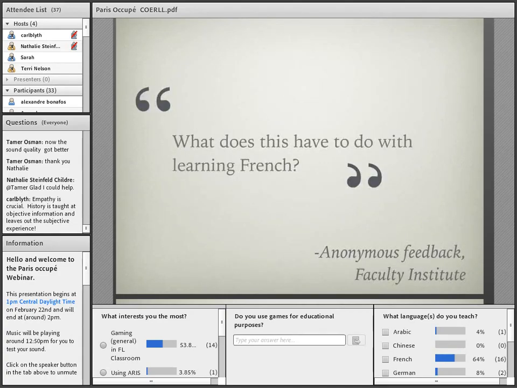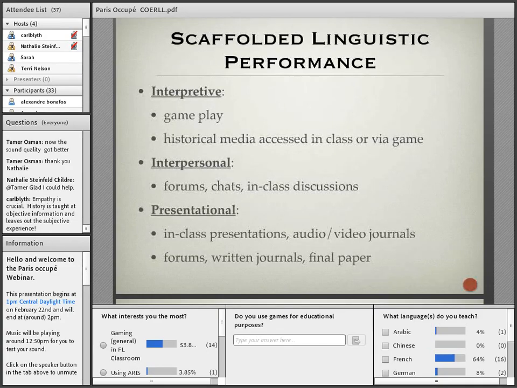So when I was doing a faculty institute earlier this fall and I was talking about my project, we had a feedback board, and somebody wrote up on my feedback board, "So what does this have to do with learning French?" Good question. So this is what it has to do with learning French. The game is really scaffolding linguistic performance.